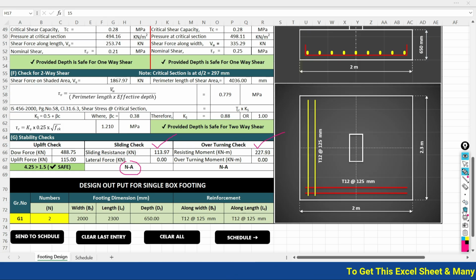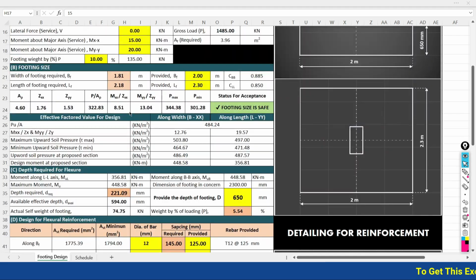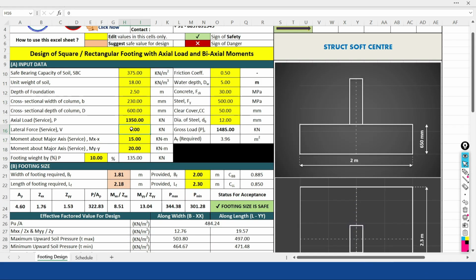Now this is the complete design. Again, as per the problem statement, I am going to put 45 here.